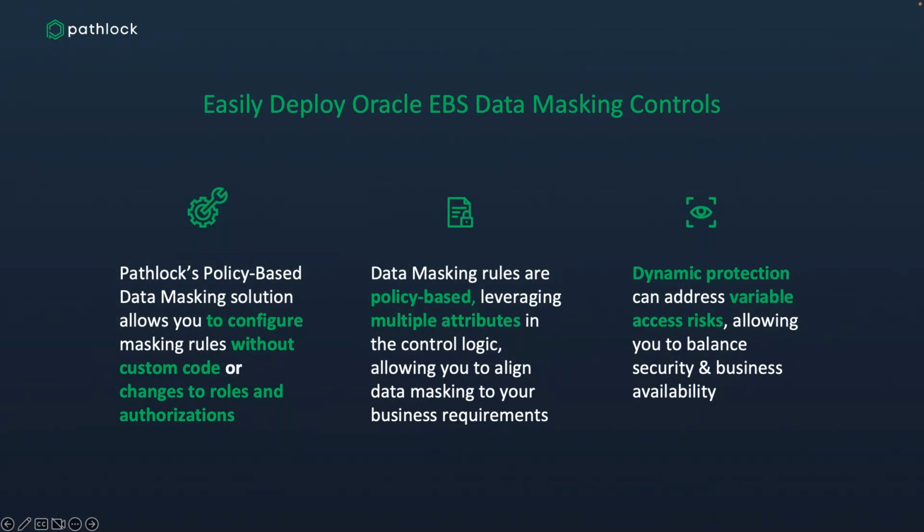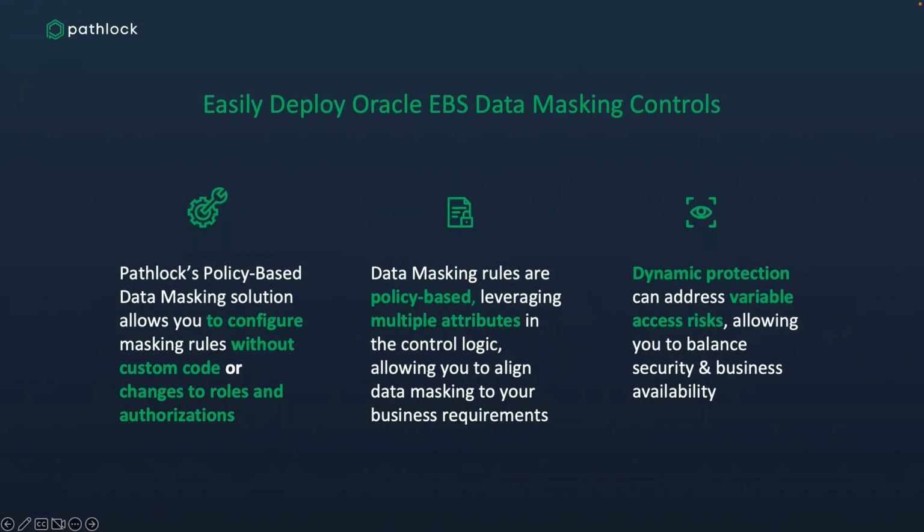So based upon the conditions that change with that end user, that's how you can have the masking either displayed or not for that end user. There's also different types of masking that you may want to take advantage of, and I'll talk a little bit more in detail when we go into the demo on that. But the data masking rules are policy-based, leveraging those attributes. Those attributes are really what make the dynamic protection work the way it does.